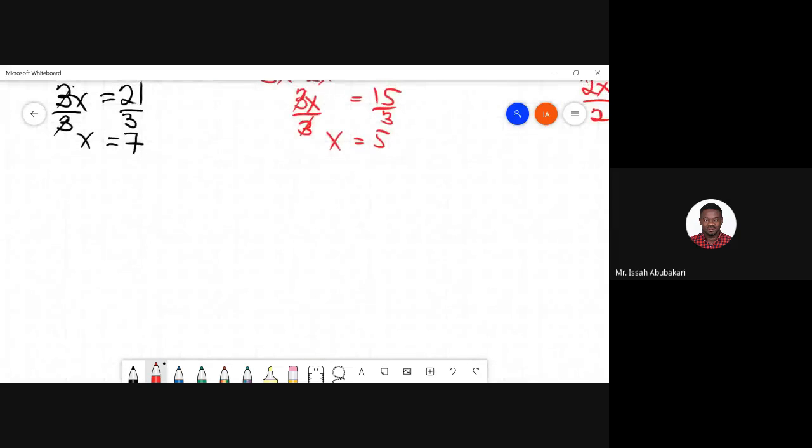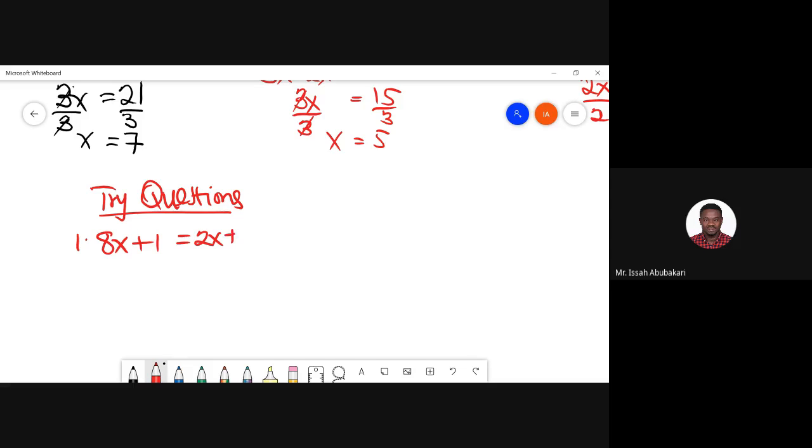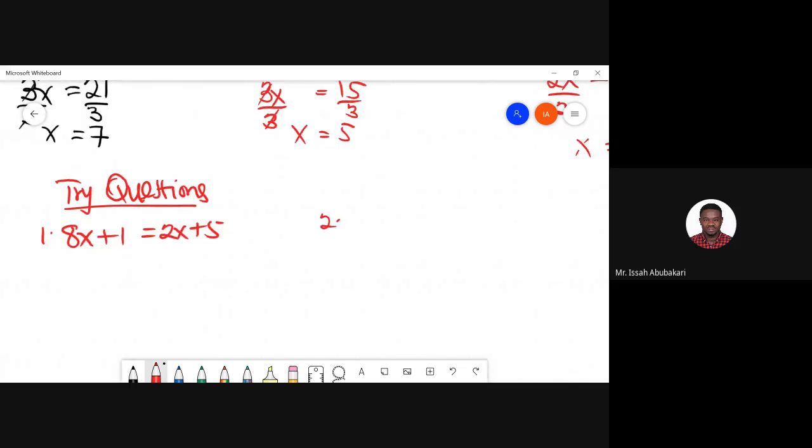All right, I want you to try this. Try question 1, only 3 questions, okay? 8x plus 1 is equal to 2x plus 5. Number 2, 2x plus 1 is equal to 7x plus 3. Yes? Okay, let's try this too.